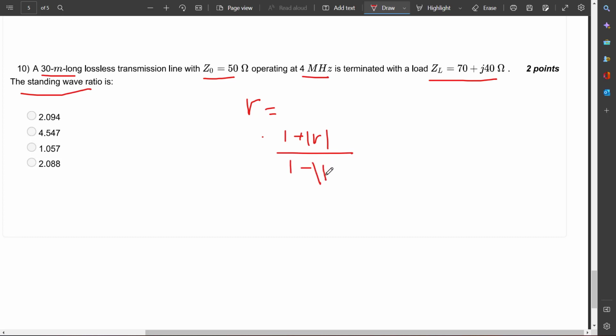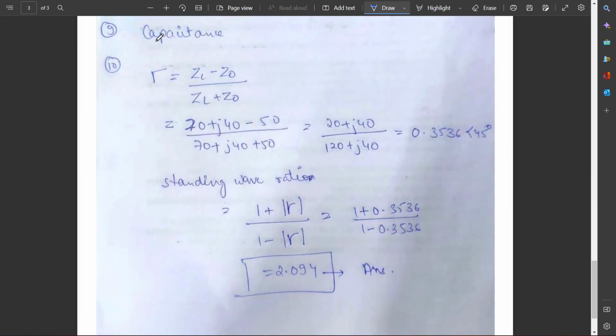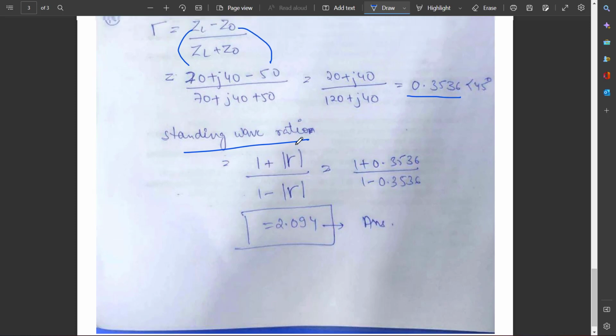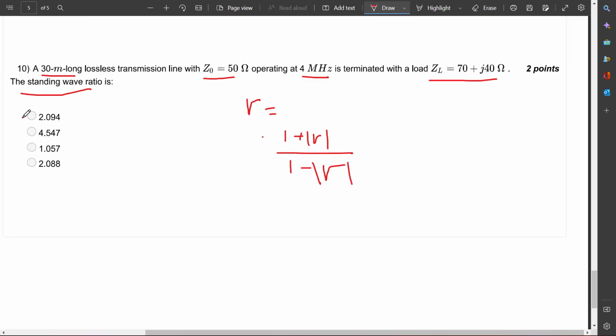Now let's find out the reflection coefficient. Reflection coefficient is equal to ZL minus Z0 upon ZL plus Z0, right? ZL is given in the question, Z0 is given in the question. We will put the values and get something like 0.3536. Now for standing wave ratio, the formula is 1 plus magnitude of reflection coefficient upon 1 minus magnitude of reflection coefficient. We will put the values and get 2.094, option A.